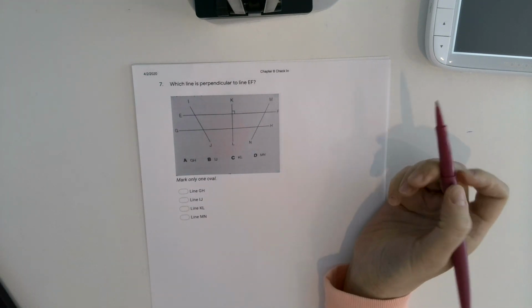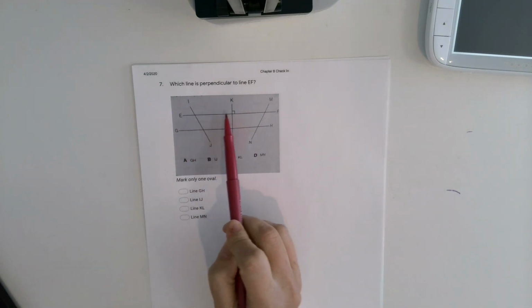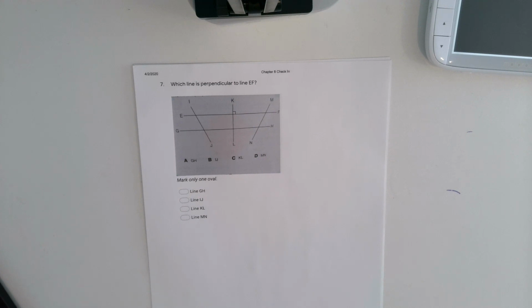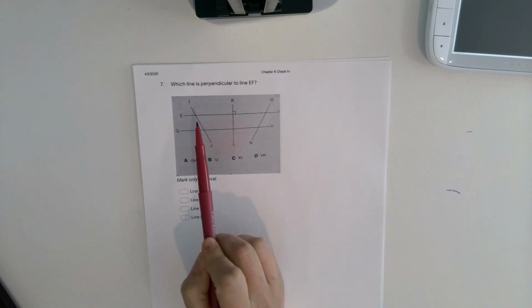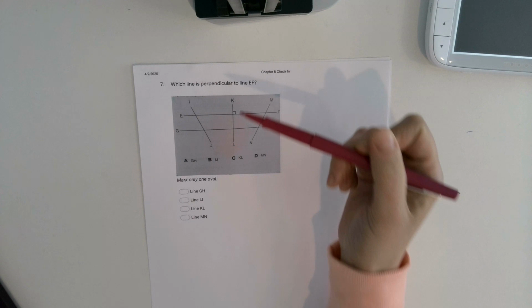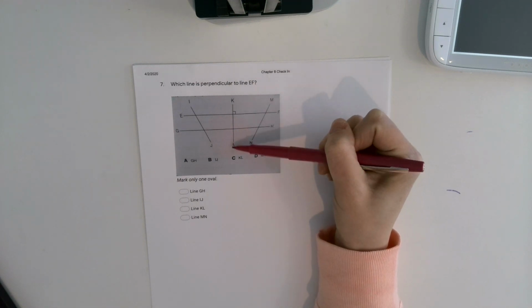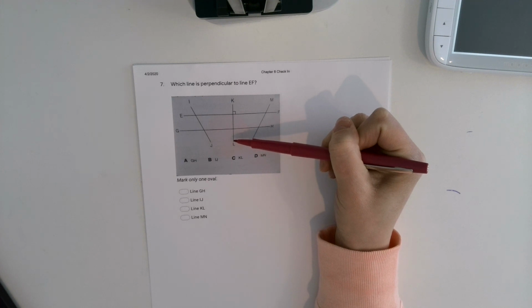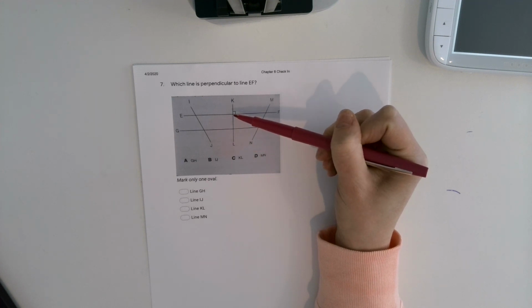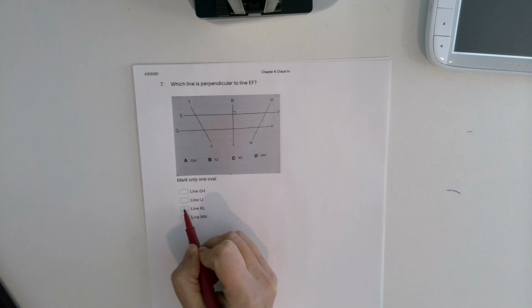Which line is perpendicular to EF? So here's EF, and I'm looking for a line that makes a 90-degree angle with EF. They actually give you a little clue here because they draw that symbol for you. So this line is the only line that's making a right angle when it crosses EF. So the answer is line KL.